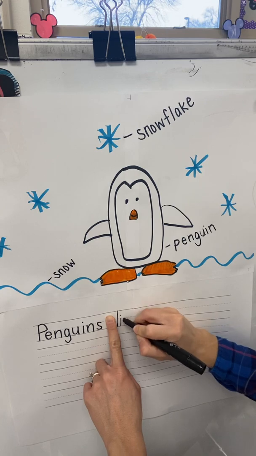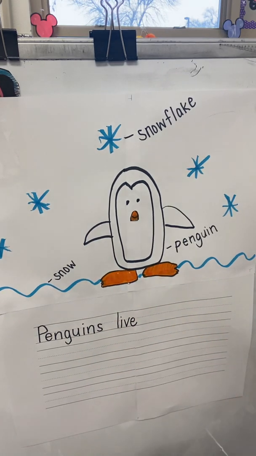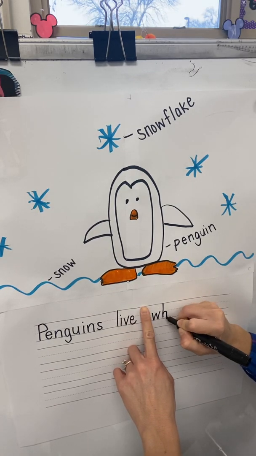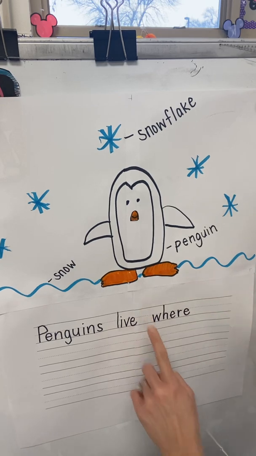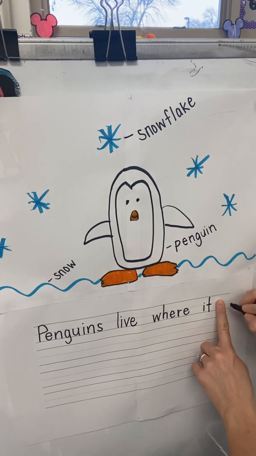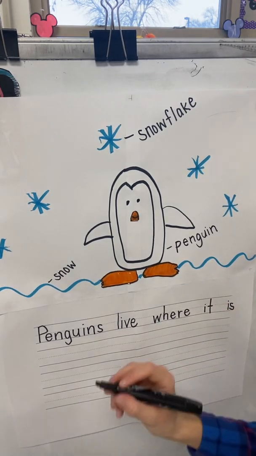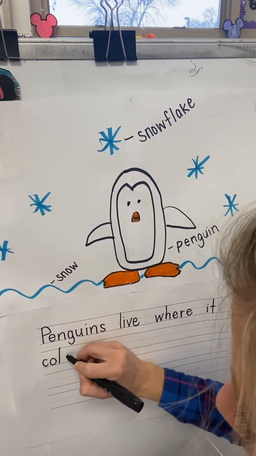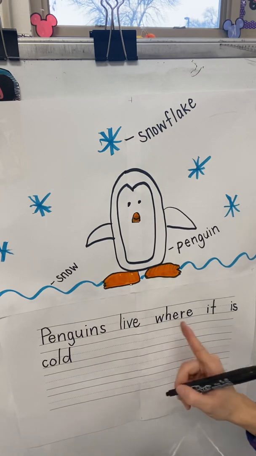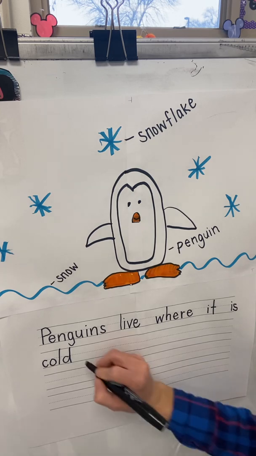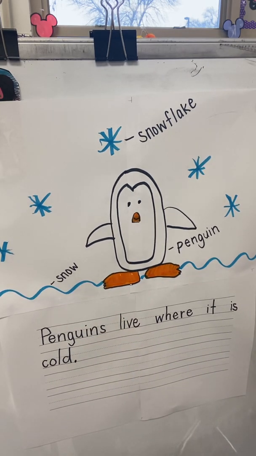Penguins, finger space, live. Oh, iv. And there's a tricky E on the end. Penguins live where? Where? Finger space, it. Finger space, is cold. K-O-L-D. Penguins live where it is cold. What goes at the end of our sentence to show we're all done? Period.